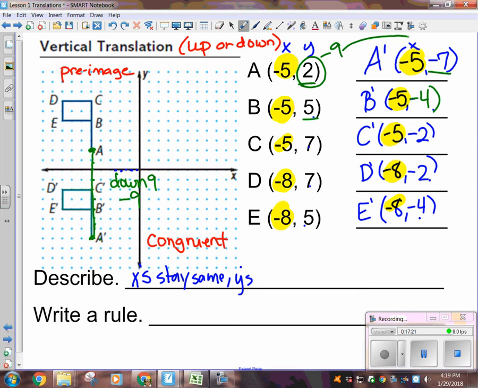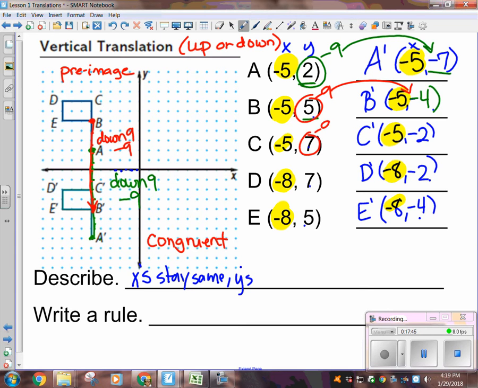Well, it turns out 2 minus 9, look at that, is -7. When I go from B, the corner of the flag on B to B prime, guess what? I go down 1, 2, 3, 4, 5, 6, 7, 8, 9. Again, I'm going down 9, which is -9. So I'm going -9, and that gives me -4.